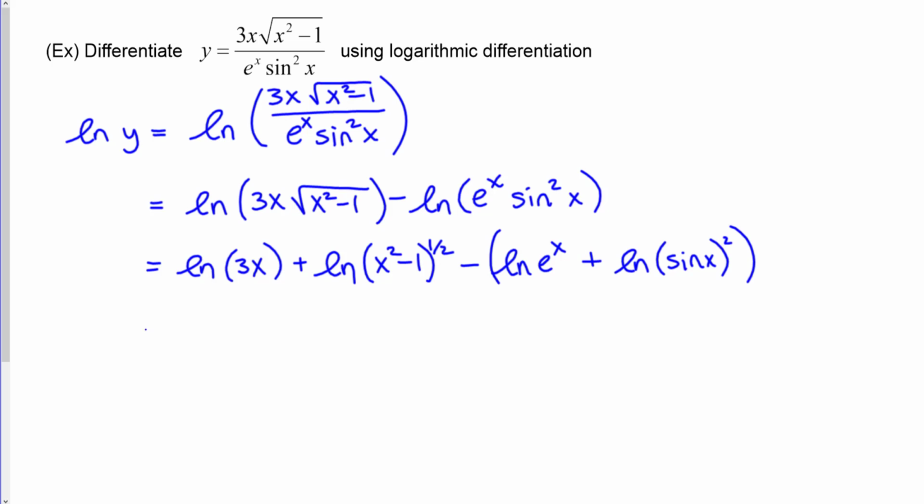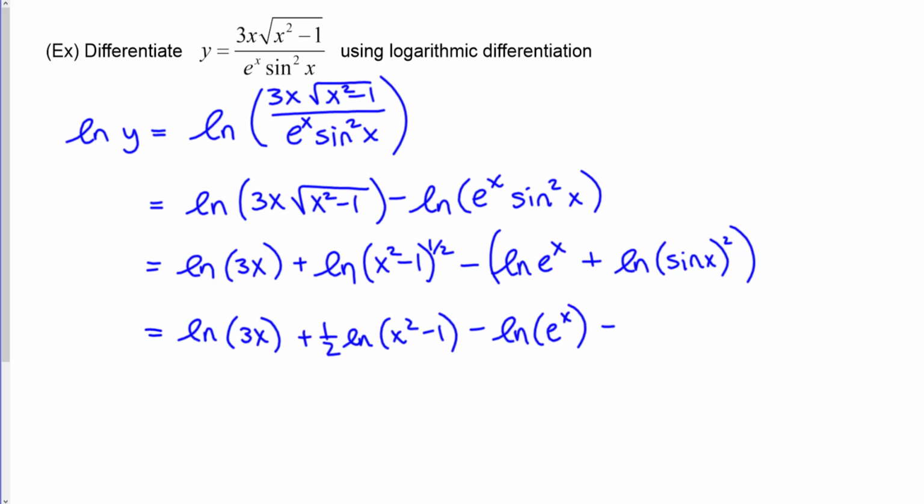Okay, now I'm going to simplify exponents. So this is the natural log of 3x. That's about all I can do there. Plus, instead of a square root, I can make this 1/2 of the natural log of x squared minus 1. That's pretty good. This is minus the natural log of e to the x and minus 2 natural log sine x.